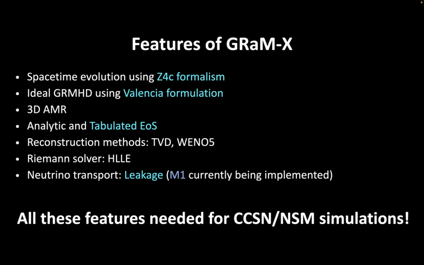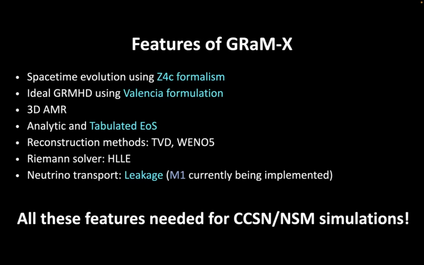Current features of GRaMX: it can do spacetime evolution via Z4c. This is not an inherent feature of GRaMX. It has an ideal GRMHD implementation using the Valencia formulation. It really follows the exact same methods as GRHydro did, and can do 3D AMR. We have analytic and tabulated EOS support, different reconstruction methods. Currently, we're using WENO5 for most of the stuff we're doing, the HLLE Riemann solver, and currently a leakage scheme plus an M0 scheme. We're working on porting the M1 scheme that David and Sebastiano have developed and that we've used with GRHydro on CPUs already. We're currently porting that over as well.